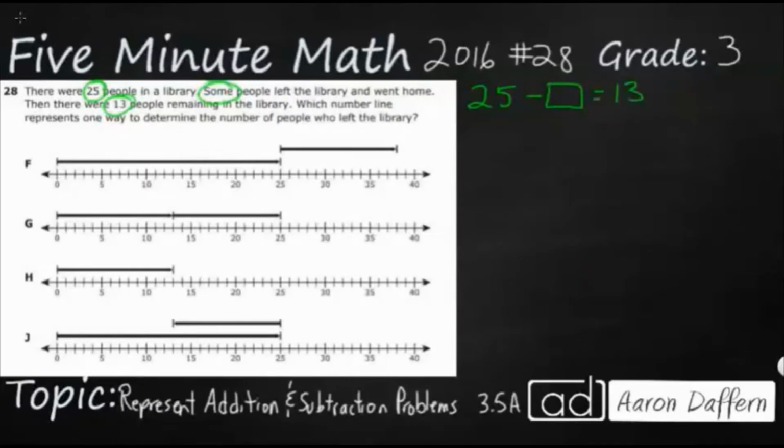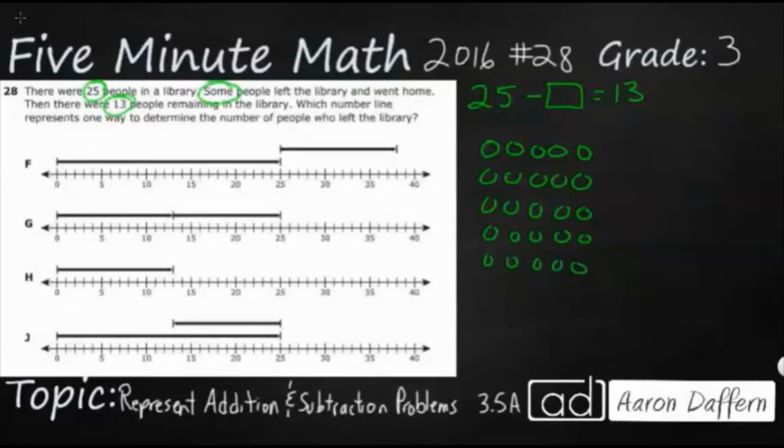Well, there's a few different ways we can solve this. One way would be to see if we can figure out what that missing number is. There's a few different ways we can do that. So let me just put 25 here. And I know that 5 times 5 makes 25. So I'm going to make a little block of 5 by 5, and that's going to represent my 25 people.